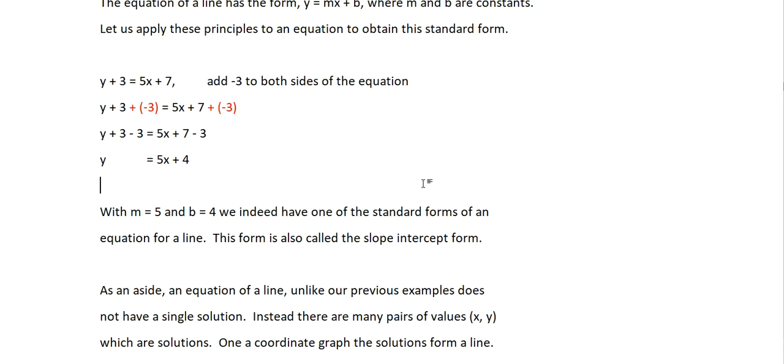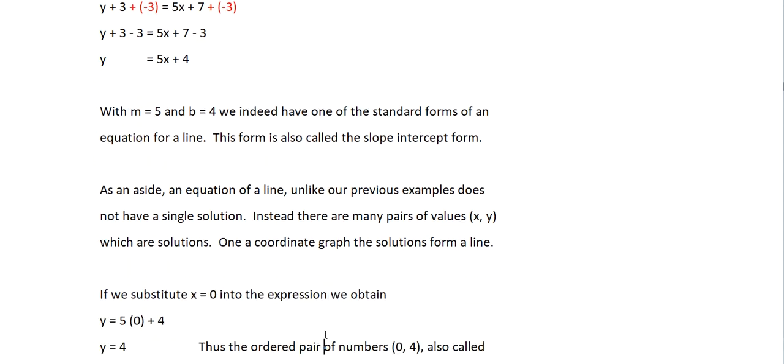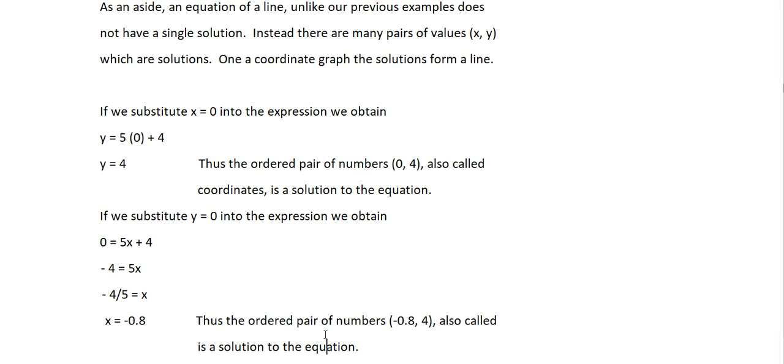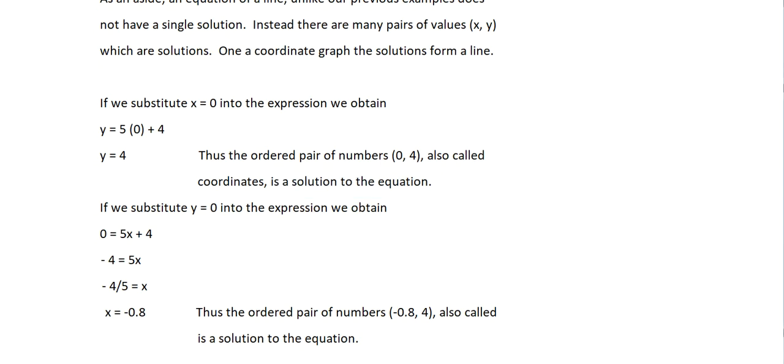As an aside, an equation of a line has multiple solutions. Instead, there are pairs of values of x and y which are solutions. On a coordinate graph, these solutions form a line, which is why we call it the equation of a line. For instance, here's an example of the multiple solutions. If we substitute x equals 0 into the expression, we obtain y equals 5 times 0 plus 4, or y equals 4. So the ordered pair x equals 0, y equals 4 is a solution to the equation.